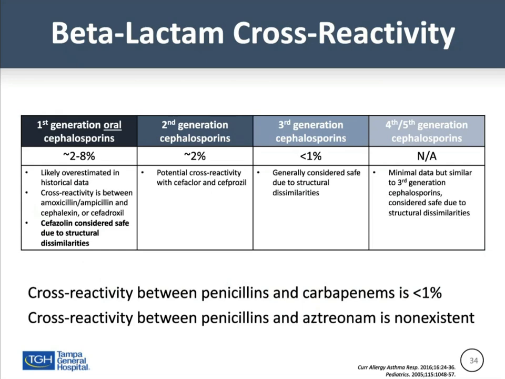Now, you might be wondering, well, how do I know which beta-lactam is safe in a patient that has a penicillin or a cephalosporin allergy? And all of the risk of allergies and cross-reactivity of allergies is based on the similarity of the side chain of the structure. So first-generation oral cephalosporins have an estimated 2 to 8% risk for cross-reactivity. This is likely overestimated because it's based on historical data, but the cross-reactivity between amoxicillin and ampicillin is most with our first-generation cephalosporins, cephalexin, and cefadroxil because of the similarity of the side chain.